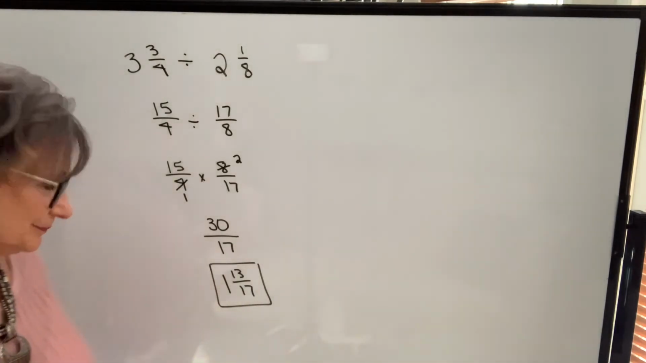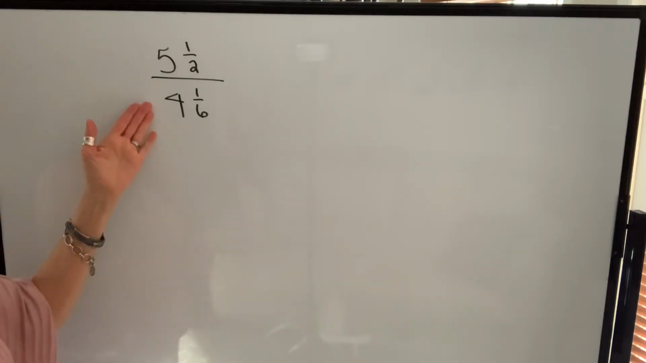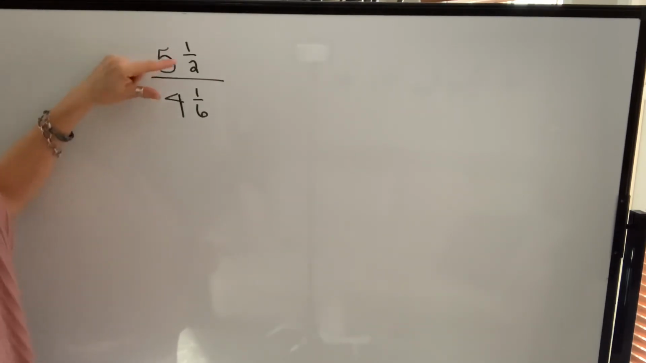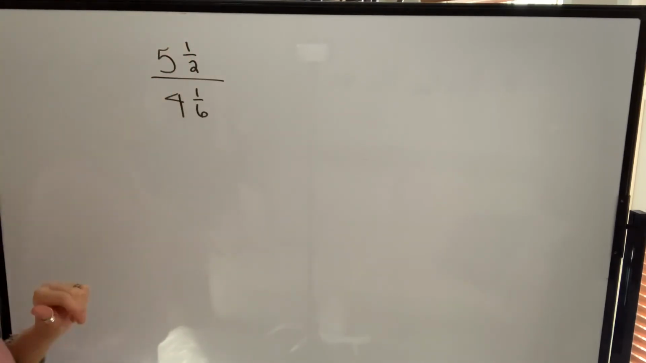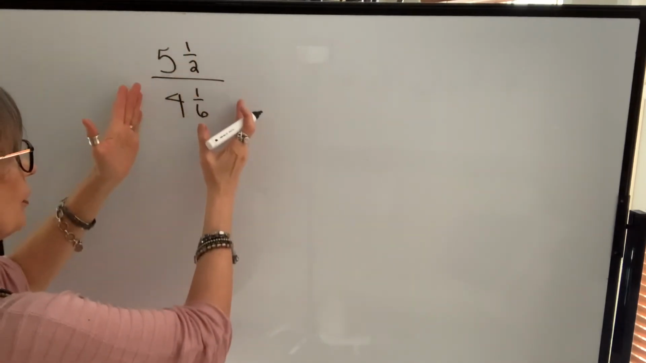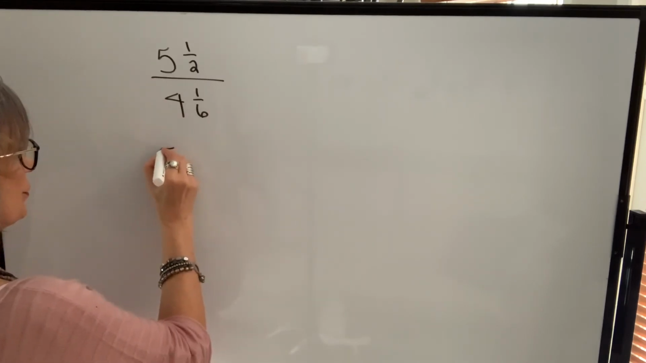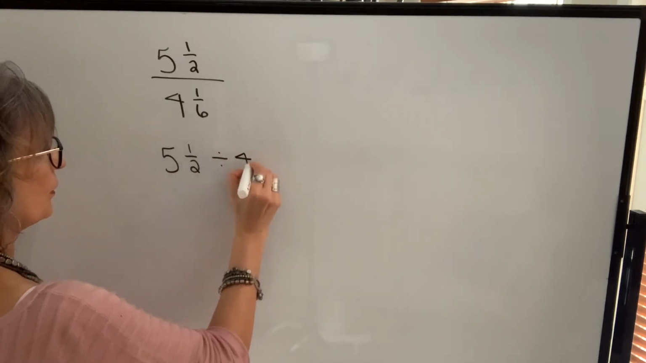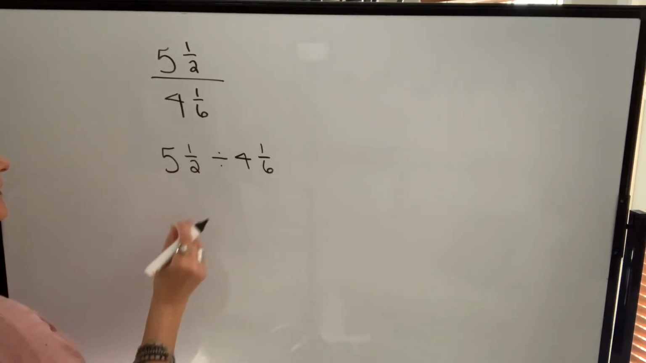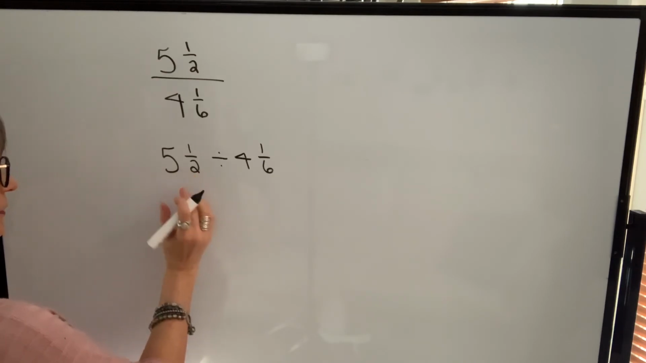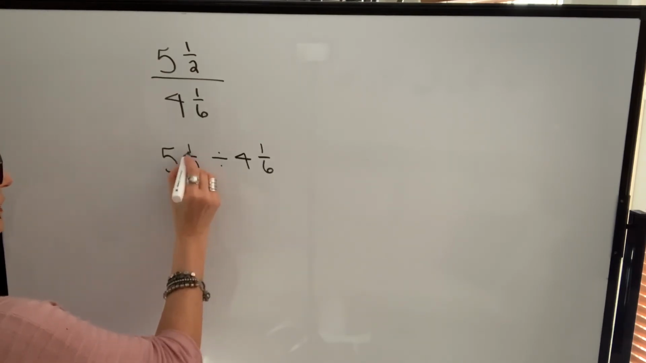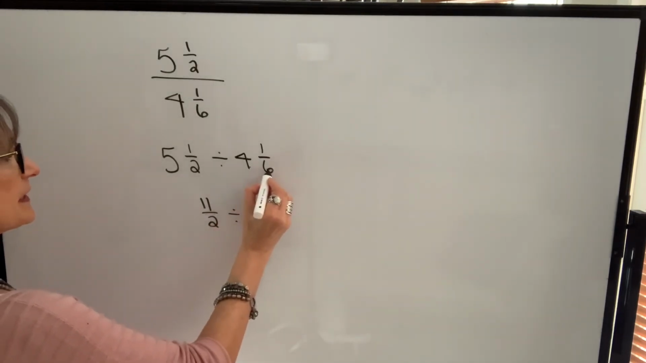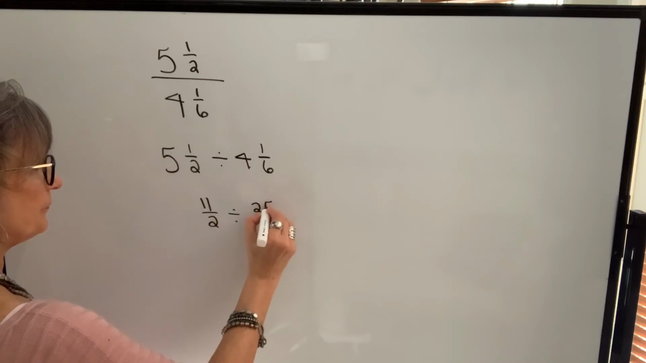Let's try one more. If you ever see something like this, a line here means division, just like this line here means division. So if you end up with a complex fraction, what I suggest you do is write it as division. So that means 5 1/2 divided by 4 1/6. Then follow the rules, change to improper fractions. So 5 times 2 plus 1 is 11/2, divided by 4 times 6 is 24 plus 1 is 25/6.